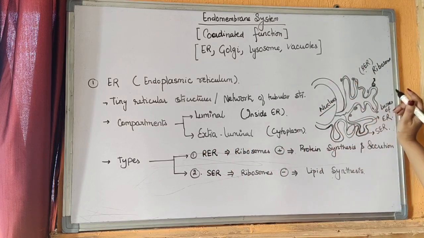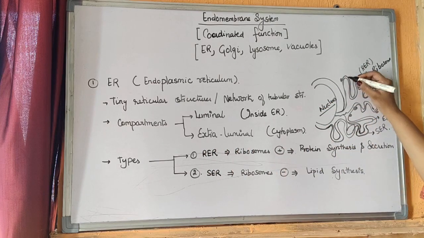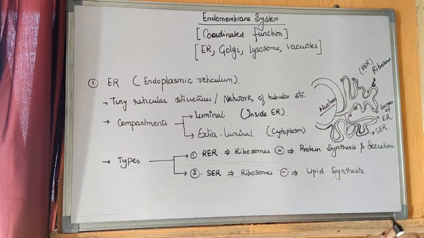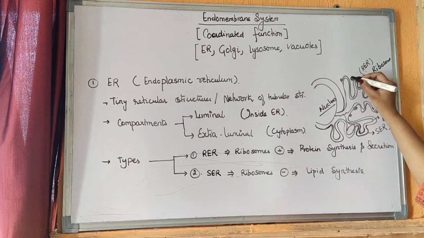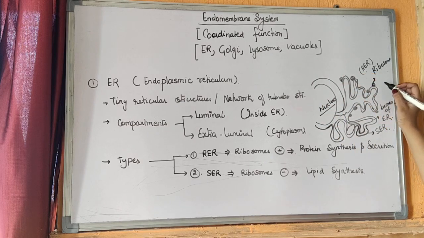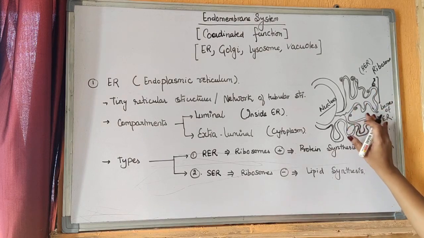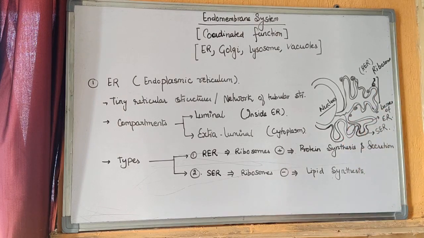This is a simple figure showing the reticular structure of the endoplasmic reticulum, which is in continuation with the nucleus, and these small molecules, the ribosomes, are present on the surface of the endoplasmic reticulum, and this is called the RER, rough endoplasmic reticulum. While if ribosomes are absent on the reticular structure, then it is called the SER, smooth endoplasmic reticulum.